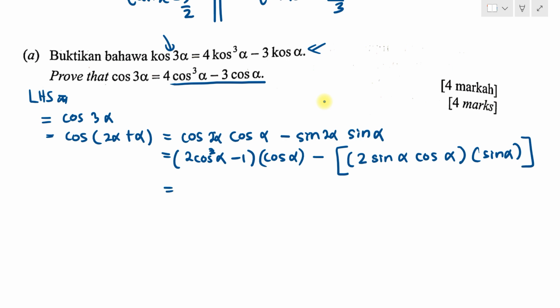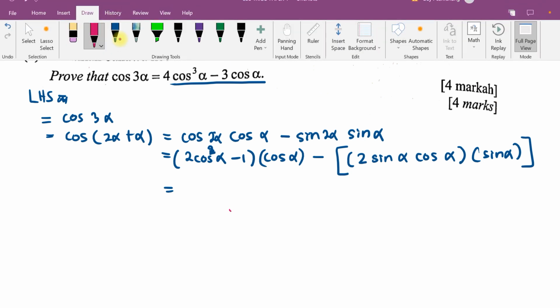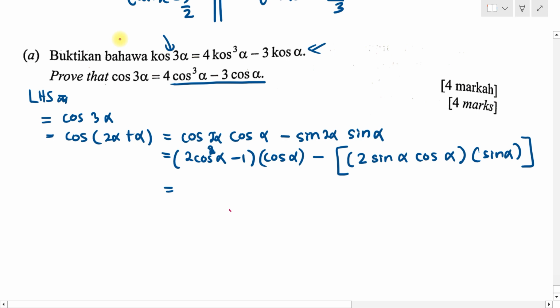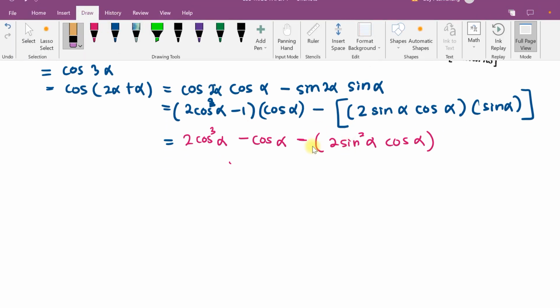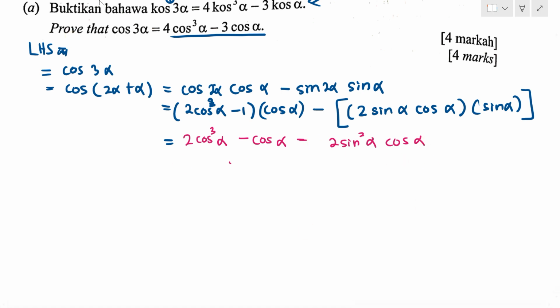Okay, let's see. This one power 2 just now. Okay. Right. Now, you try to expand. There is no other way. So, 2 cos square alpha times cos alpha is 2 cos cube alpha minus cos alpha minus 2 sin square alpha cos alpha. Okay, I think we can remove the bracket as it is only multiplication.